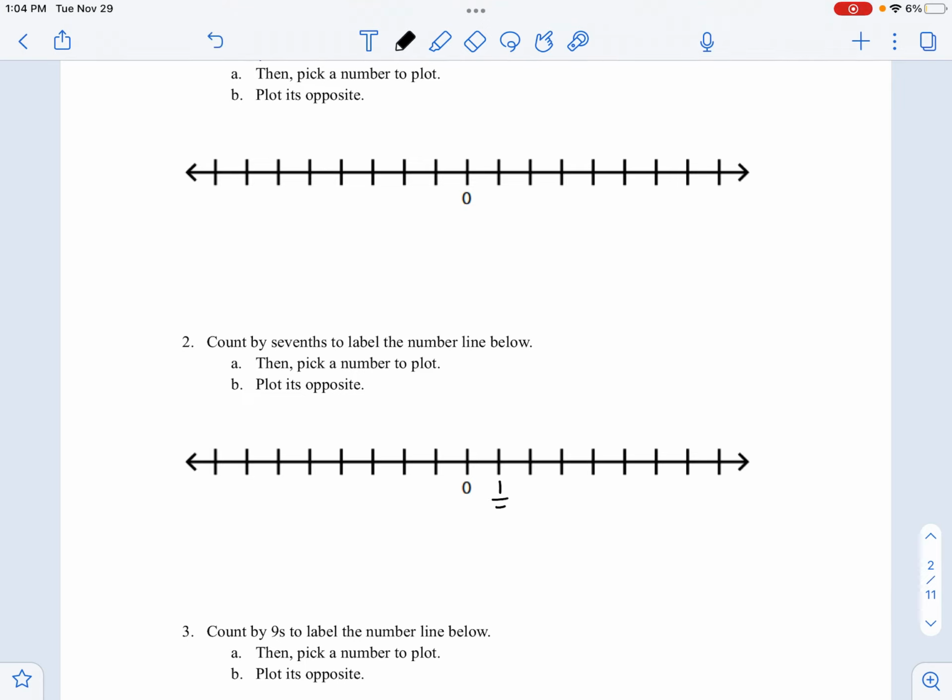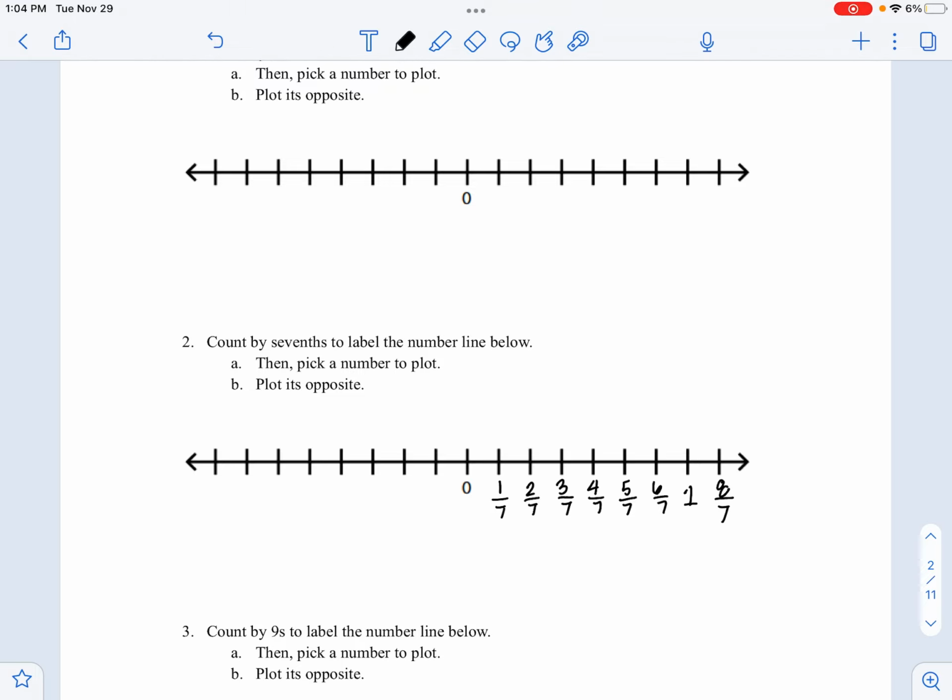In question 2, you're being asked to count by sevenths. 1/7, 2/7, 3/7, 4/7, and so on. You'll want to keep counting by sevenths until you get to the end of the number line. I almost skipped 7/7, which is of course the same thing as 1.